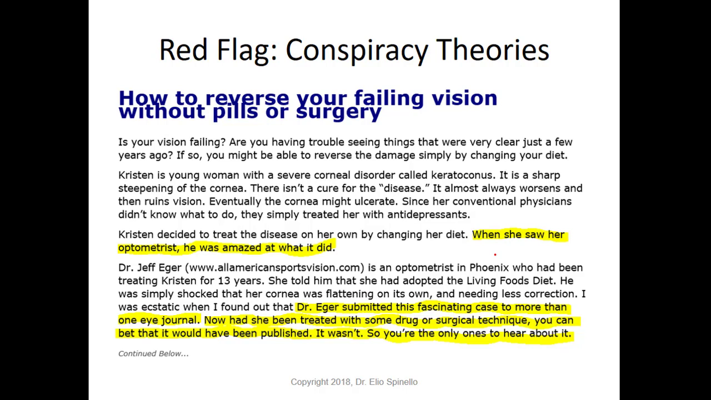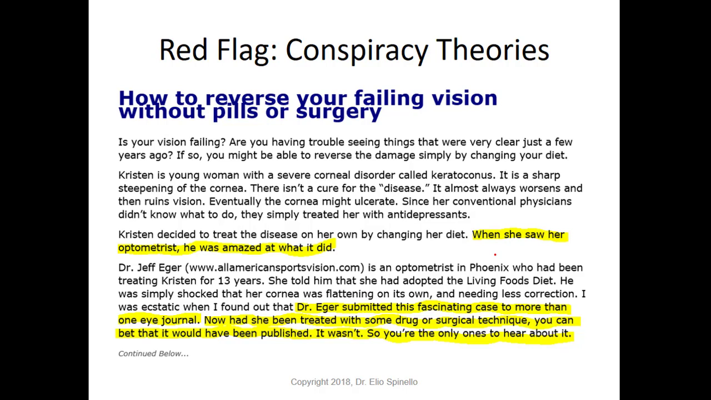And according to this website, her eye doctor submitted this fascinating case to multiple eye journals, to peer-reviewed journals, and made the point here, had she been treated with some drug or surgical technique, you can bet that it would have been published. It wasn't. So you're the only ones to hear about it. So basically the implication is they didn't publish it because it's not a drug or a surgery, and they're anti-drugs or they're anti-treatments that are not surgical or medical in nature.